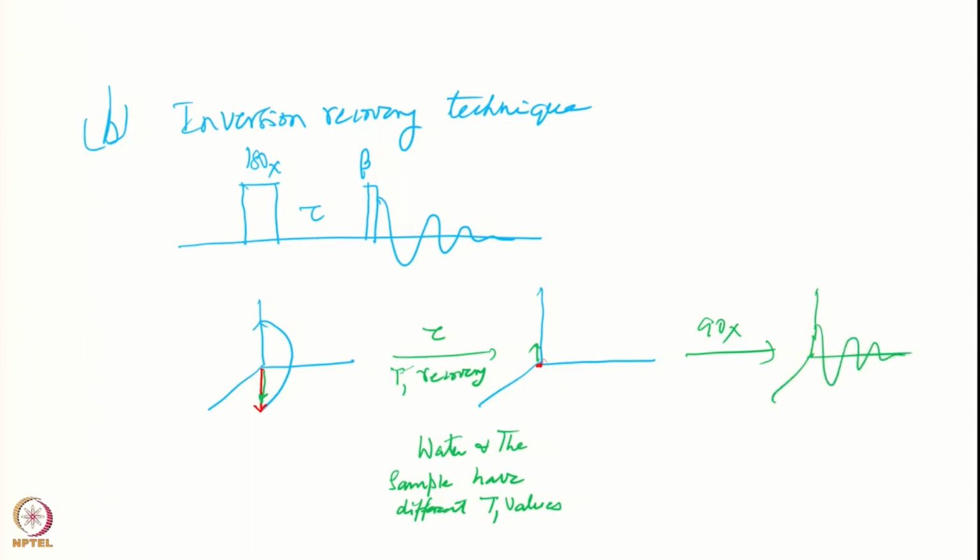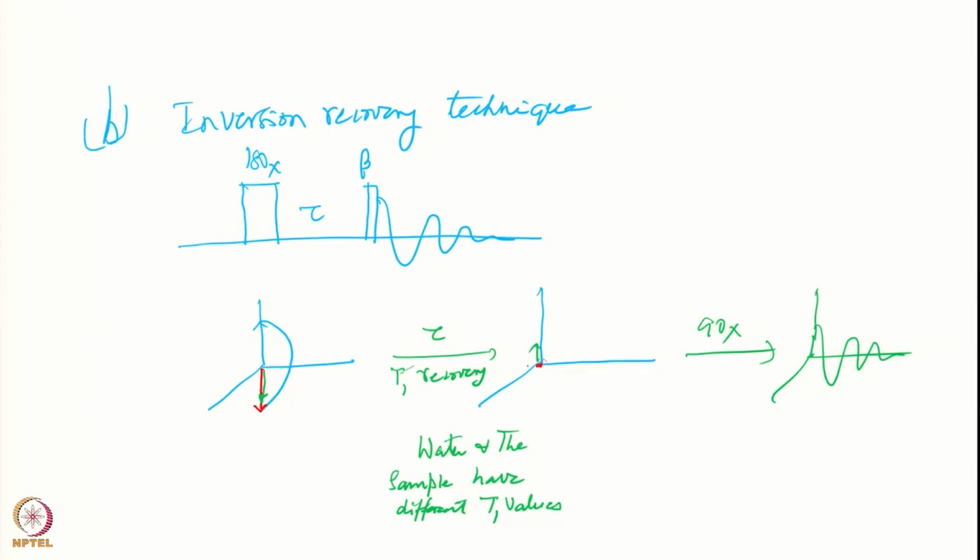However, in practice this does not happen. Some signal will always come because the recovery is not all that precise, the adjustment is not so precise. So, this is a strategy. This of course requires distinctly different T1 values, only then can you suppress the water. If they have similar relaxation times, then this will not work, because if the water has relaxed to 0, your sample also would have relaxed to 0.